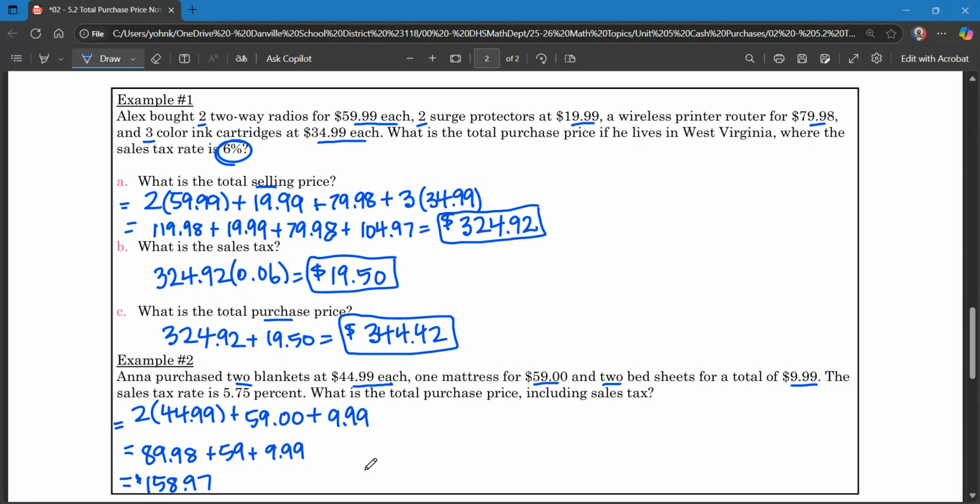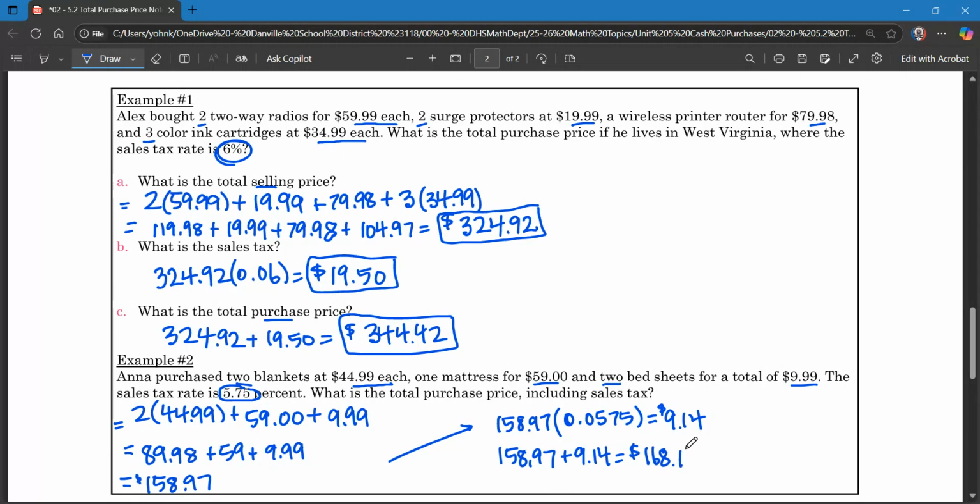Let's go over here and we're going to do some sales tax. So take $158.97 and multiply by the tax percentage, 5.75%. So that's 0.0575. Multiply this, round to 2 decimals, $9.14. Now I'm going to find my total purchase price. That's when I take my total selling price, $158.97, and add the sales tax, $9.14. This is going to give me a total of $168.11.